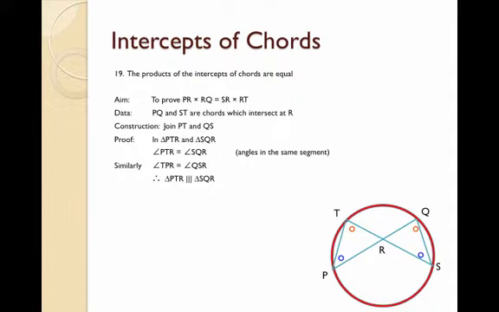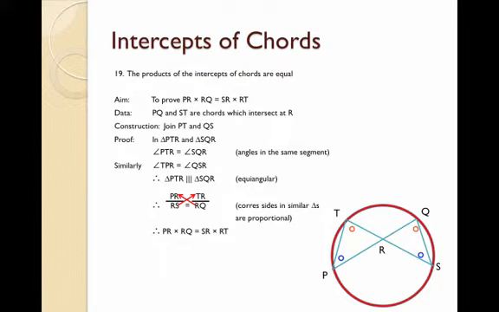Therefore, we can say that triangle PTR is similar to triangle SQR because the two triangles are equiangular. We only have to show that two angles are equal for this proof because by default the last two angles will be equal to each other. If two triangles are similar, then the ratio of their matching sides are equal. That is to say that PR divided by RS will equal TR divided by RQ. This is because corresponding sides in similar triangles are in the same proportion. Now, if we cross multiply these fractions, we get PR times RQ equals SR times RT, which is what we wanted to prove in the first place.